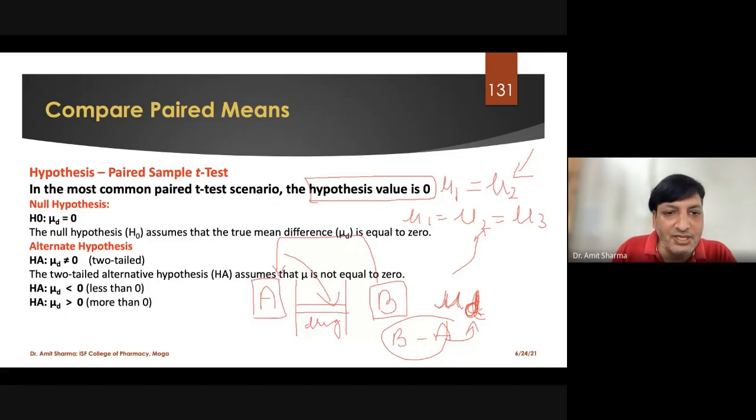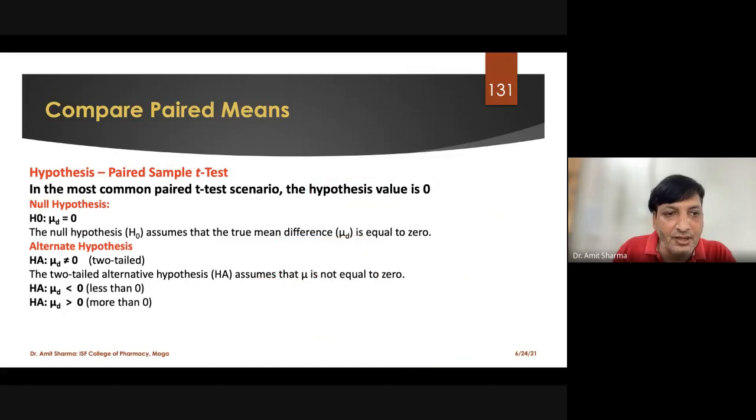So null hypothesis says what? Null hypothesis says that mu D, the mean difference, is equal to 0. Whereas alternative hypothesis says that mean difference is not 0. It can be less than 0, or it can be more than 0.